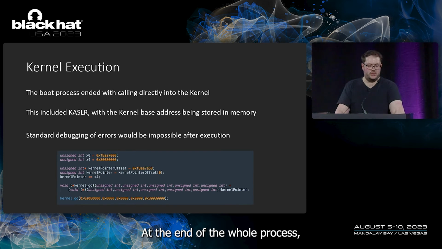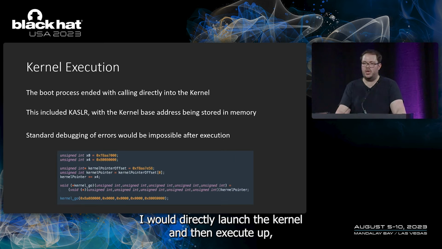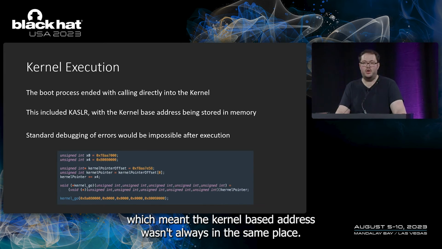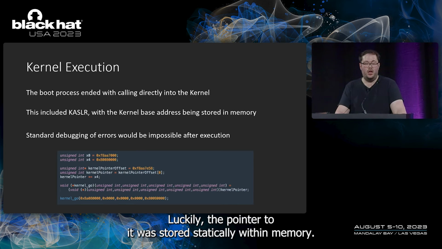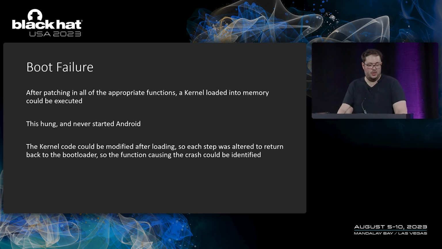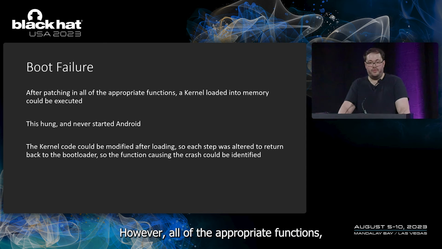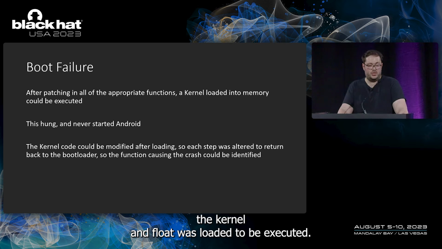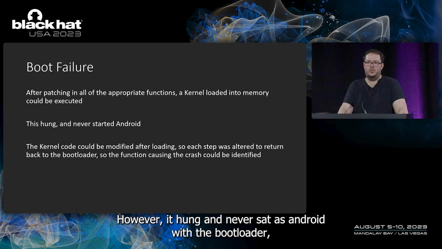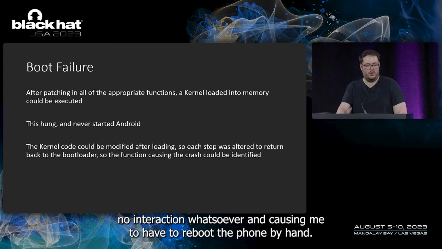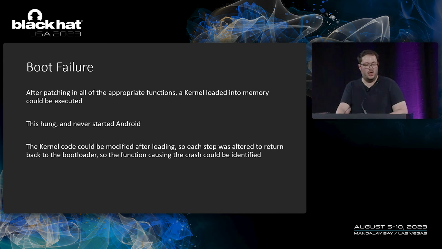At the end of the whole process, I would directly call into the kernel and then execute it, which included KASLR, which meant the kernel base address wasn't always in the same place. Luckily, the pointer to it was stored statically within memory, so I could just get that pointer and then start executing, which was very nice. After patching in all of the appropriate functions, the kernel was loaded into memory and could be executed. However, it hung and never started Android, with the boot logo just staying there completely, nothing happening, no interaction whatsoever, and causing me to have to reboot the phone by hand.